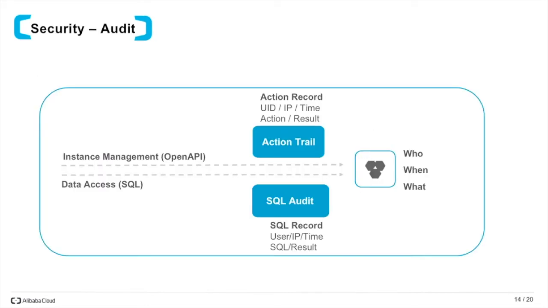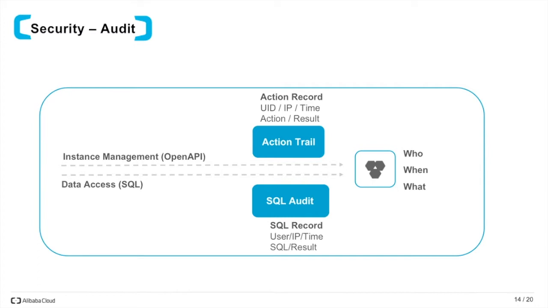The next security protection is auditing. Action Trail, one of our Alibaba Cloud products, records all the instance management actions by using OpenAPI. Action records contain sufficient information for auditing, such as the Alibaba user ID, the IP address of where the action came from, the action time and the action itself and the result. Basically, it tells you who, when, and did what on your instance.